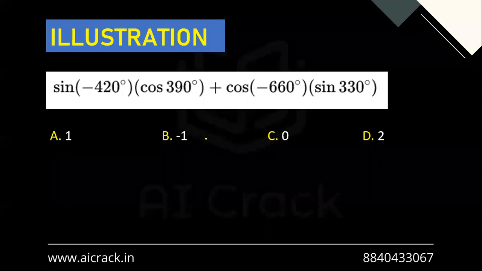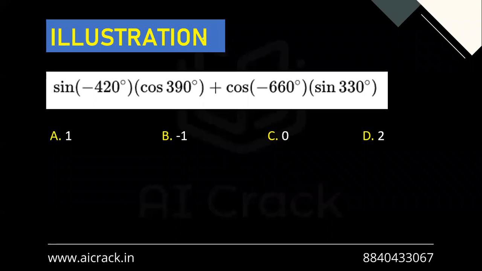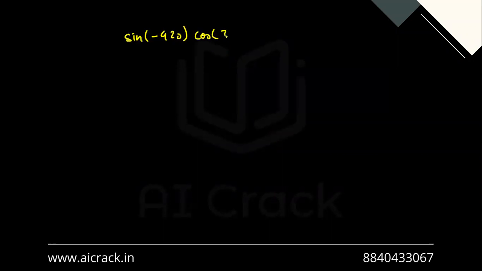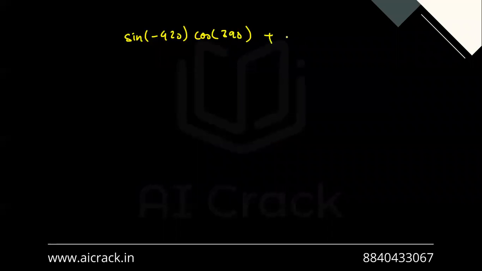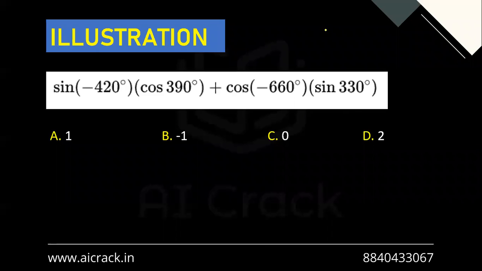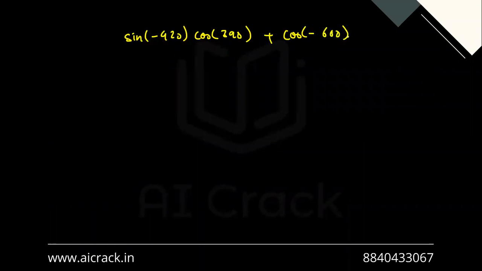Now let's look at one illustration. So this says sine of minus 420 degree, cos of 390. I'll write it over here. Sine of minus 420, cos of 390, plus cos of minus 660 and sine of 330.